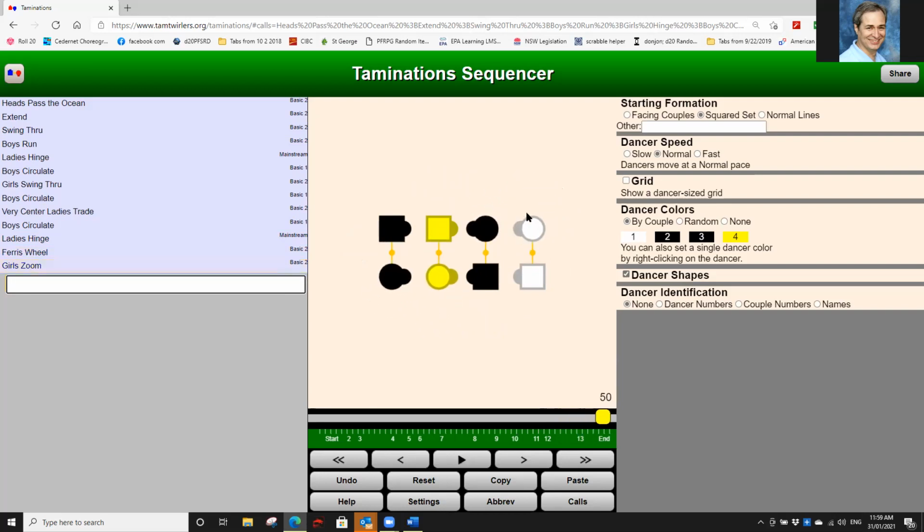Ah, you partnered them up. Centers pass through. Now, would the black ones be partnered? Yes, they have to be, because what you do on one side, you do to the other. Exactly. Centers pass through.